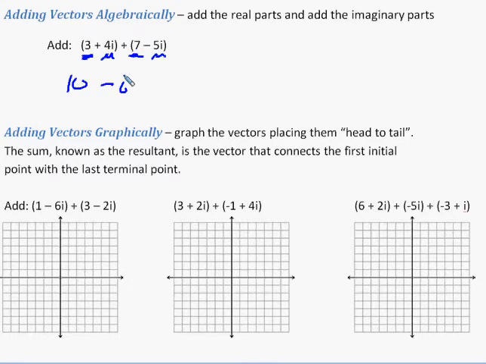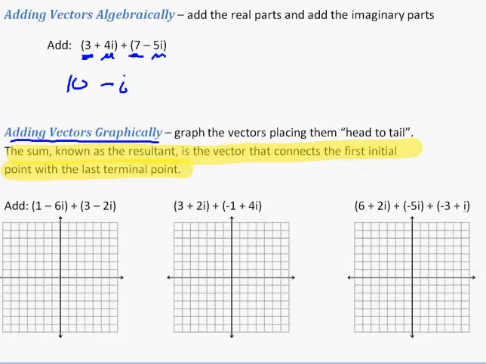We can add vectors graphically. And to add them graphically, we're going to place them head to tail. So we're going to write our first vector in, and then start our second vector from the head of that one, the terminal point of that one, to draw our next one. So the sum here, known as the resultant, so the sum of two vectors, is the vector that connects the first initial point with the last terminal point. So we'll look at a few of these to see.